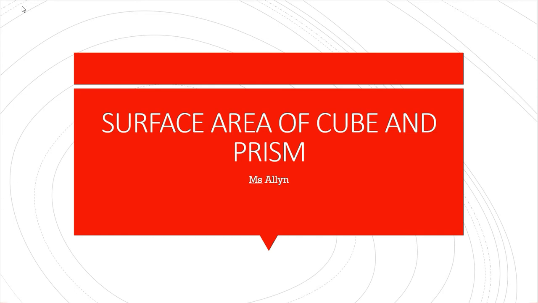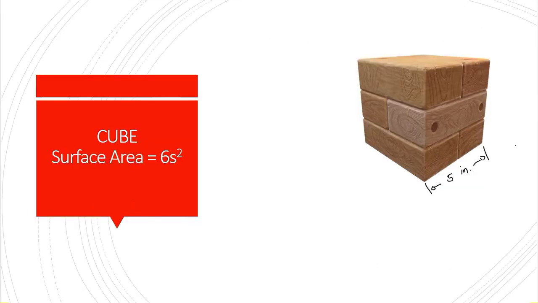Let's go and have some worked out examples for surface area of a cube and prism. So let's start with the cube. The surface area of any cube is given by the formula 6 multiplied by the side measure squared, 6s squared, or this can also be written as 6 times s times s. Okay, so let's do this one.